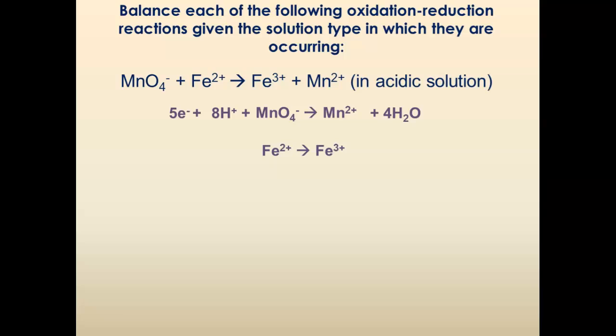My second half reaction is going to be a little easier to balance out. The more positive ion is on the product side. It differs by 1, so I would add 1 electron to the iron 3+. I have an oxidation occurring with the iron 2+. I have a reduction occurring with the MnO4-.